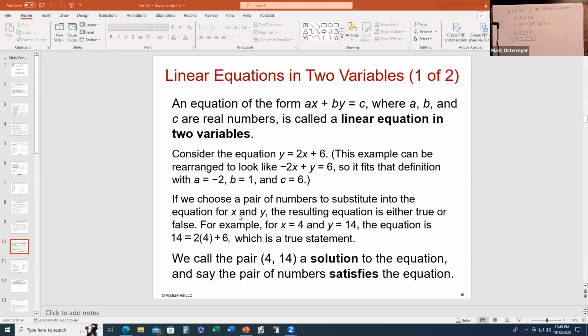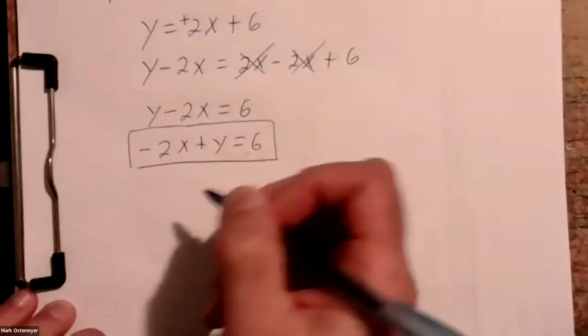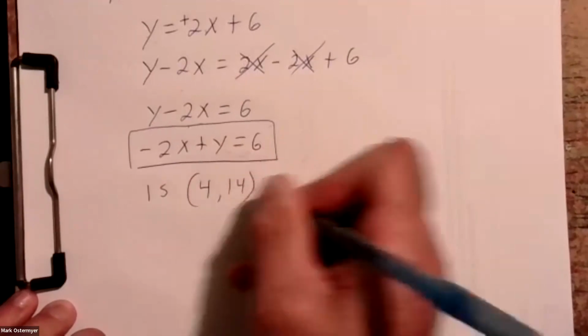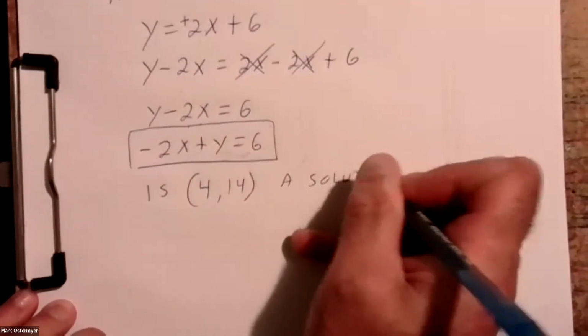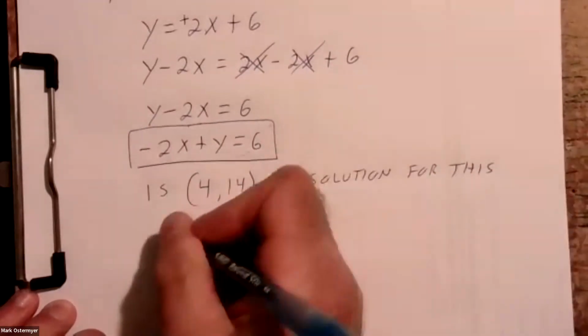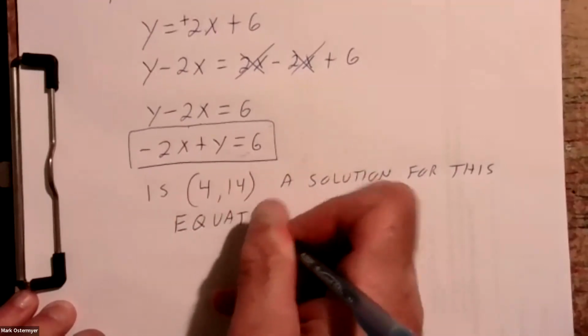All right. Now, suppose we choose a pair of numbers to substitute into the equation for x and y, and we basically investigate whether the resultant equation is true or false. So in other words, ladies and gentlemen, I'm going to take this linear equation in x and y, and I'm going to ask myself this question: is (4, 14) a solution for this equation? Notice, solutions to a linear equation in x and y have to be ordered pairs, okay?